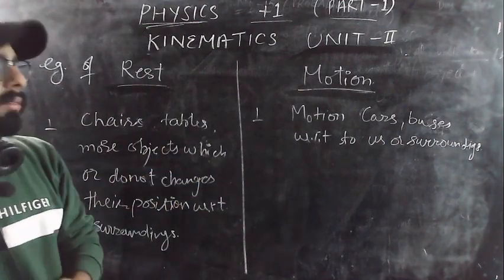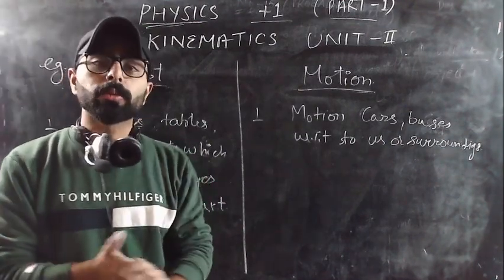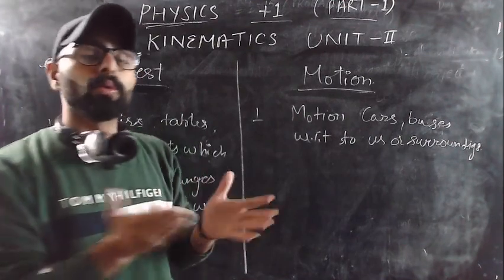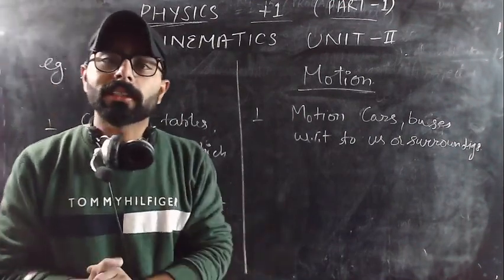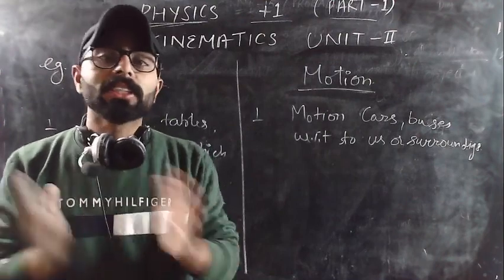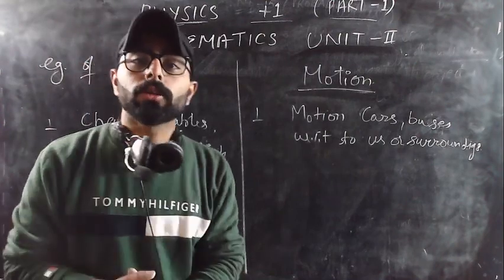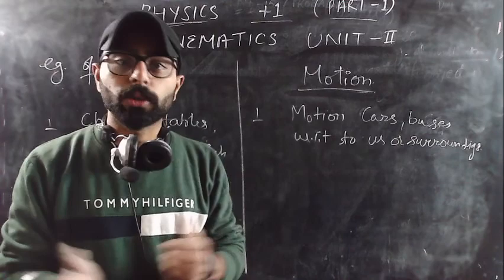That is the things which do not change their position. Examples related to rest, there are many more examples: chairs, tables which are surrounding us, they do not change their position, so we can say these objects or things are in rest position.